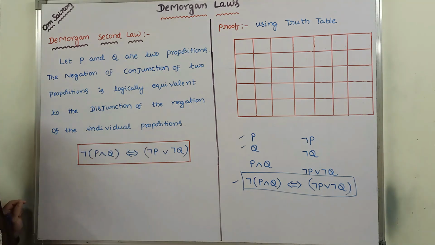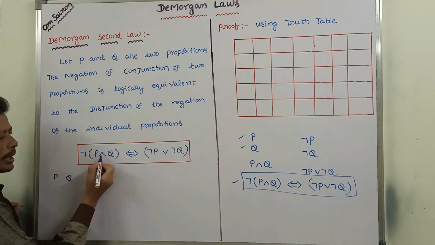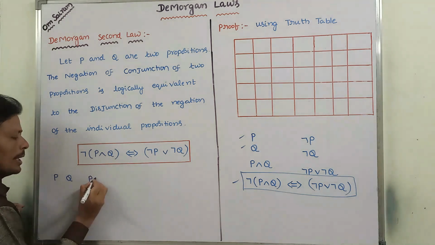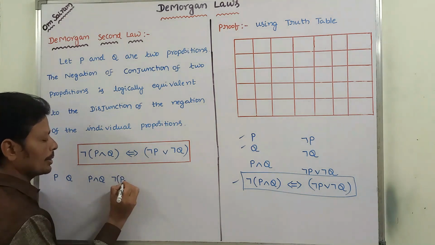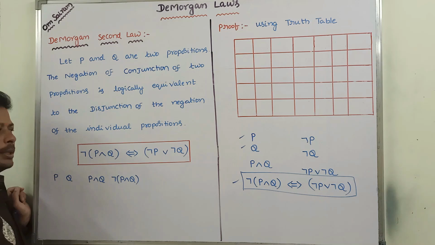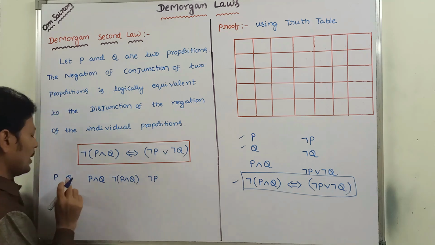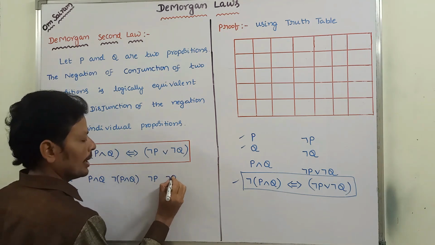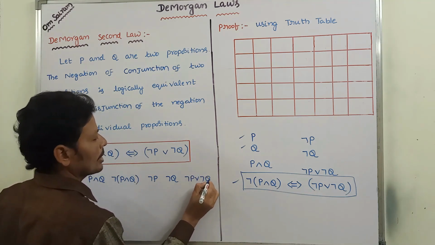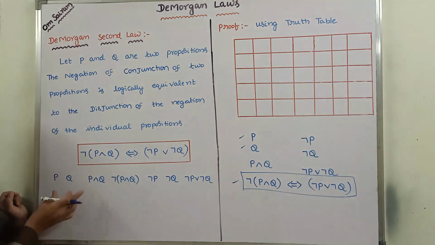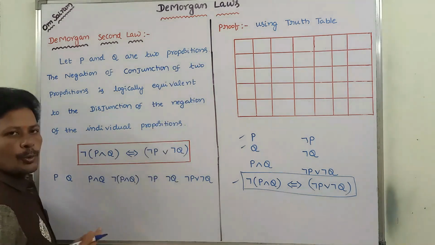So what are the individual components? Two propositions P and Q. Next, the conjunction of these two propositions can be denoted by P and Q. Negation of the conjunction can be denoted by negation of P and Q. Negation of proposition P is negation P. Negation of proposition Q is negation Q. Disjunction of these two is negation P or negation Q. These are the individual components. This can be proved by using the truth table method.